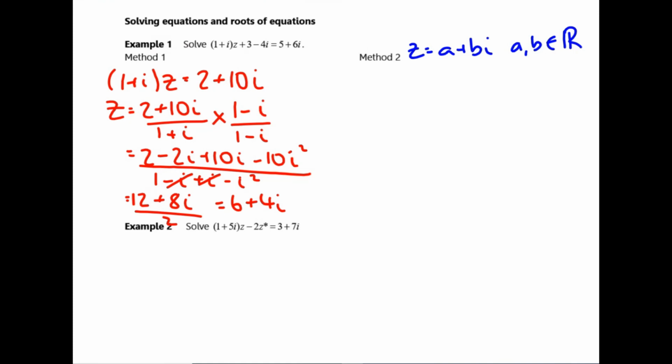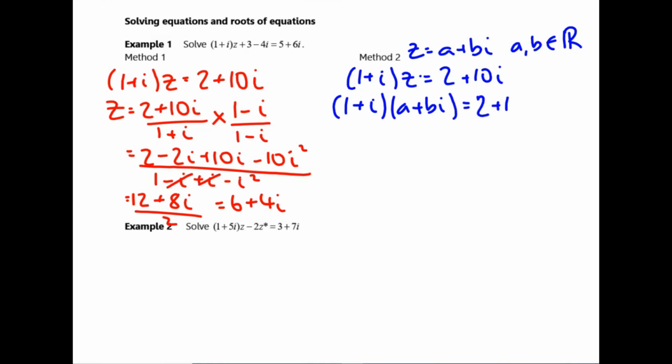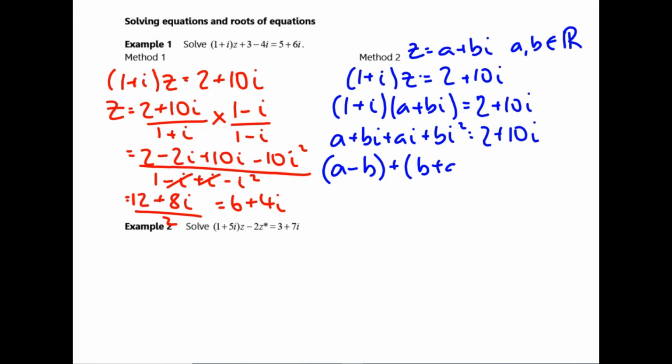I'm going to substitute this in, and I'm going to start off the same way as we did in the last one. So I'm going to start off from (1 + i) times z is 2 plus 10i, but this time I'm going to then substitute in a plus bi instead of z. If I expand out the left-hand side, I get a plus bi plus ai plus bi squared. And I can collect up the real and imaginary parts of this. So i squared is minus 1. So real parts, I've got a minus b. And from my imaginary bits, the bits with i on, I've got b plus a.